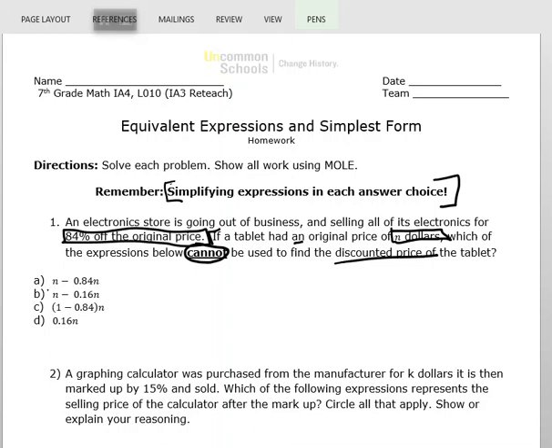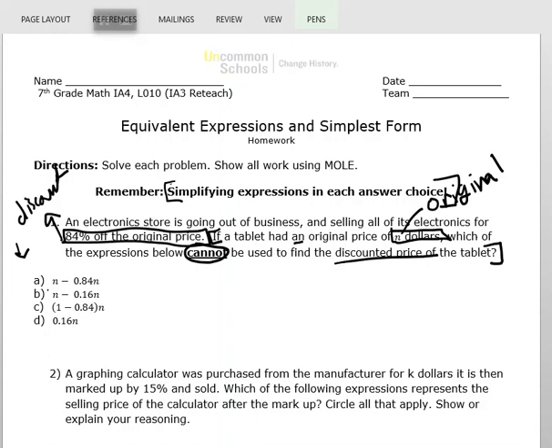Okay. So I'm going to go back here and read this again. I have my electronics store selling electronics for 84% off. That's a discount. All right, and then I have my original price here, which is N, it's variable. And I'm looking for the one that cannot, which means that there are 3 of these answer choices that can be used to find the discounted price of the tablet. But I'm still going to do this the kind of the old-fashioned way.